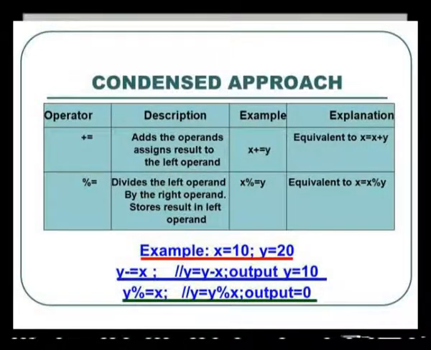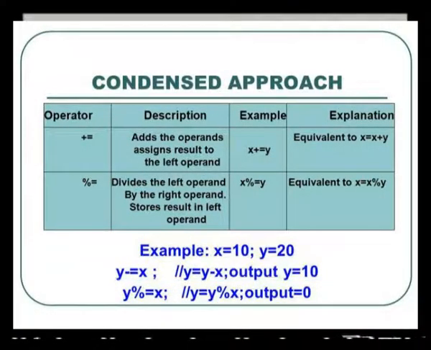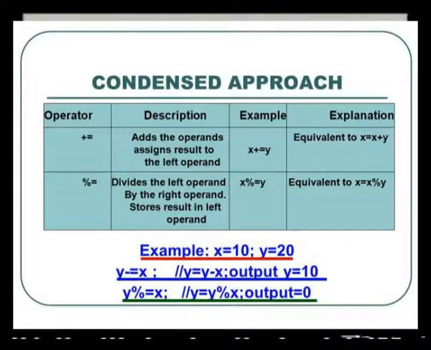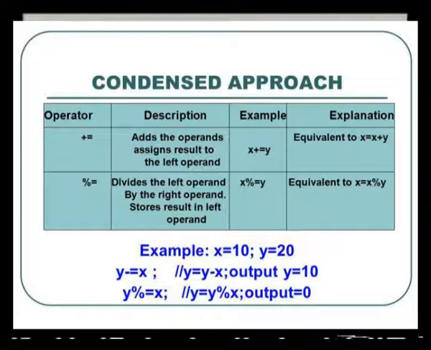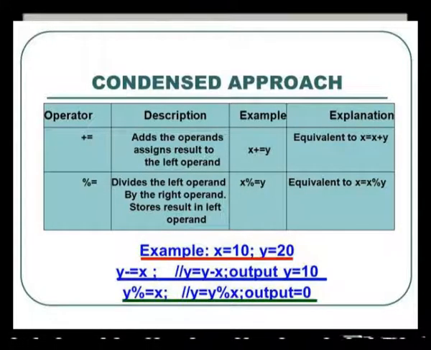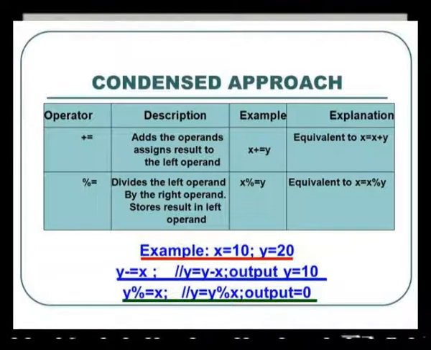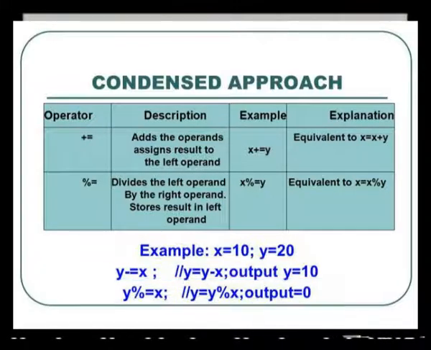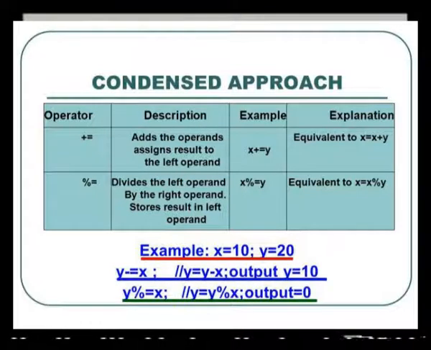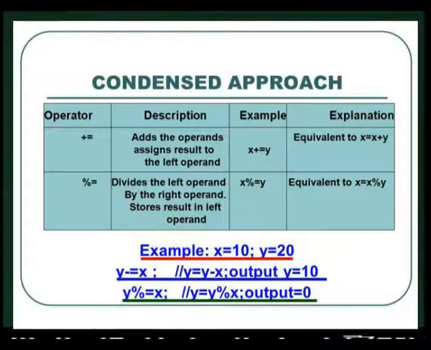So, in this example, x is 10 and y is 20. I am giving y -= x, which is equal to y = y - x. So, that is nothing but y = 20 - 10. So, the value of y is decremented from 20 to 10. And y %= x, that is y = y modulo x: 20 is divided by 10, the remainder is 0. So, the output y contains the value 0. So, this is how these condensed forms of assignment operators are used.